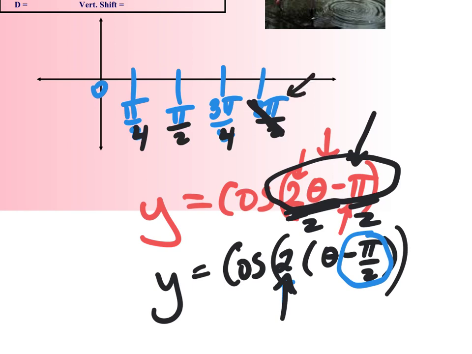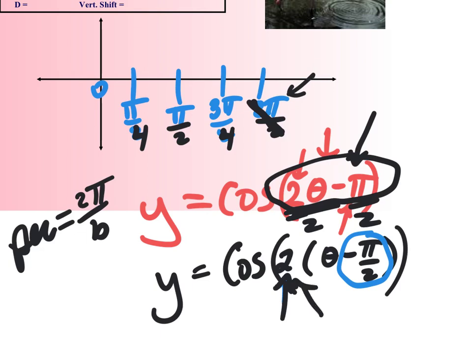I can see it here, and I could also do this. The period is 2 pi over b. And what was our b? It was 2, see? And then 2 pi over 2. So our period on this new changed function, this guy right here, compared to normal cosine, this guy's period is pi.